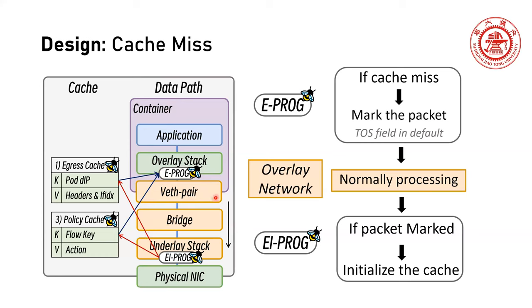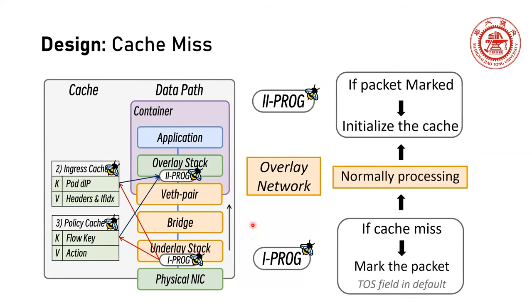For the egress path, if a cache miss happens at the egress program, either in the egress cache or the policy cache, the program will mark the packet and pass it to the overlay network, for example, Antrea. And then it will be normally processed by the overlay network and arrive at the egress of the physical link. Here, the egress init program starts the initialization process. It will update the outer headers and the interface index, keyed by the pod destination IP, to the egress cache and mark the flow as allowed in the policy cache. And now we finish the initialization process.